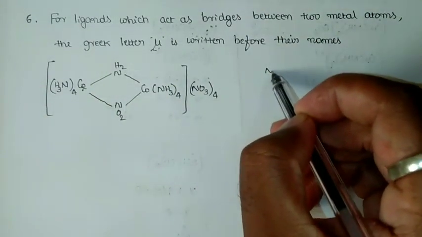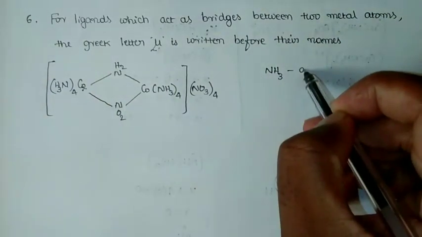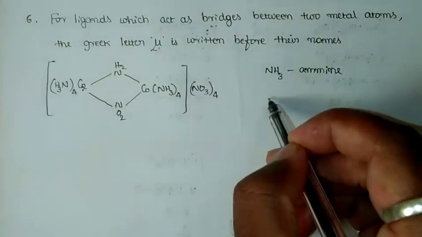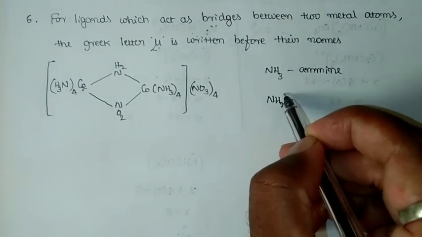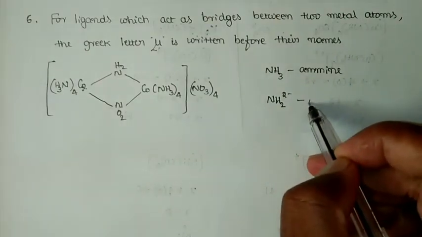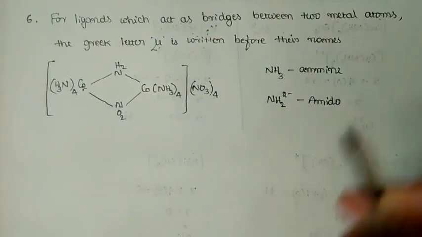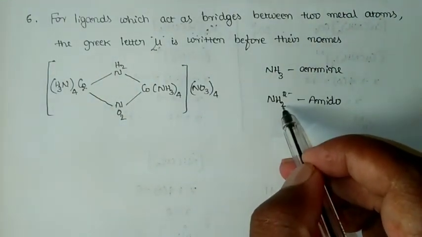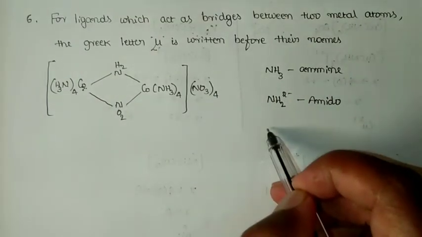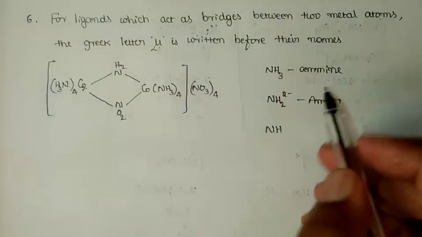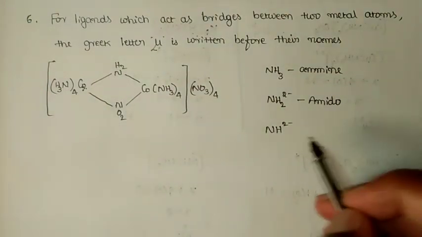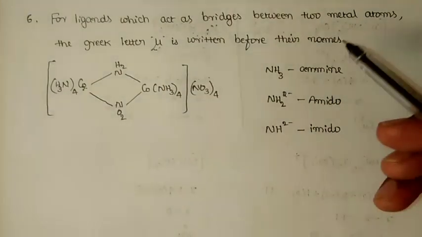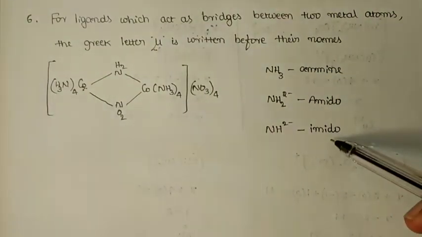We have already seen this ligand, that is NH3, which will be called as amine. So it is a neutral monodentate ligand. But here we have NH2. This will be having 2 negative charges, and this will be called as amido. You can notice here there are 3 hydrogens and we have removed 1 hydrogen and there are 2 negative charges. If you remove 1 more hydrogen, that will become NH, and again this will also carry 2 negative charges, and this will be called imido.